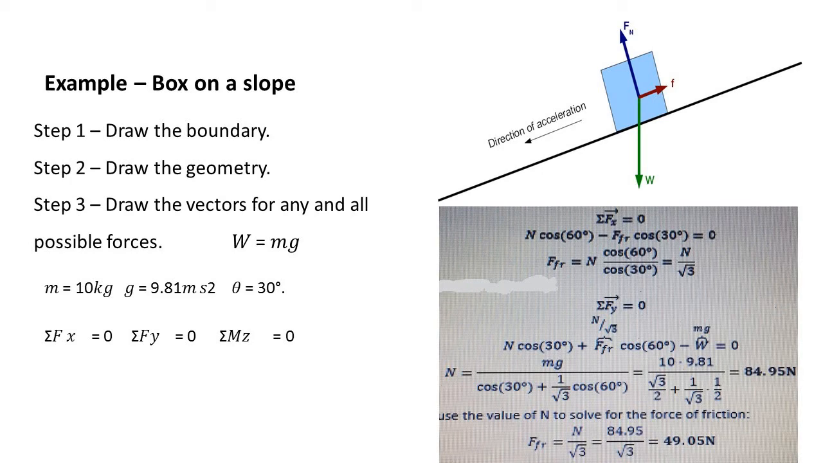So in the x direction, I have the normal force times cosine of 60 degrees minus the friction force, which is in the opposite direction, times cosine of 30 degrees. It has to be equal to 0. And if I rearrange it to solve for the friction force, that leaves me with friction force equals the normal force, cosine of 60 over cosine of 30, where N is the normal force.